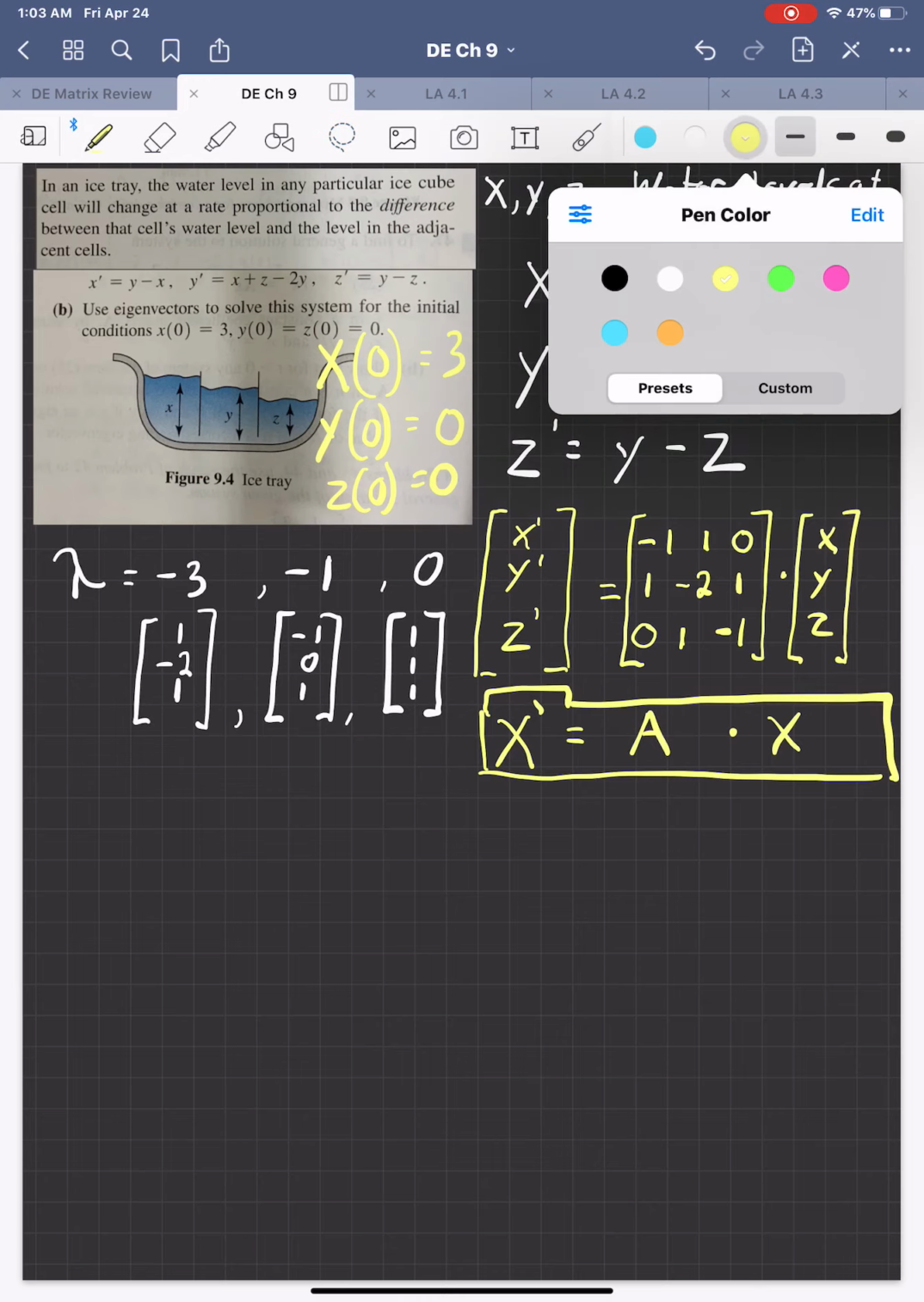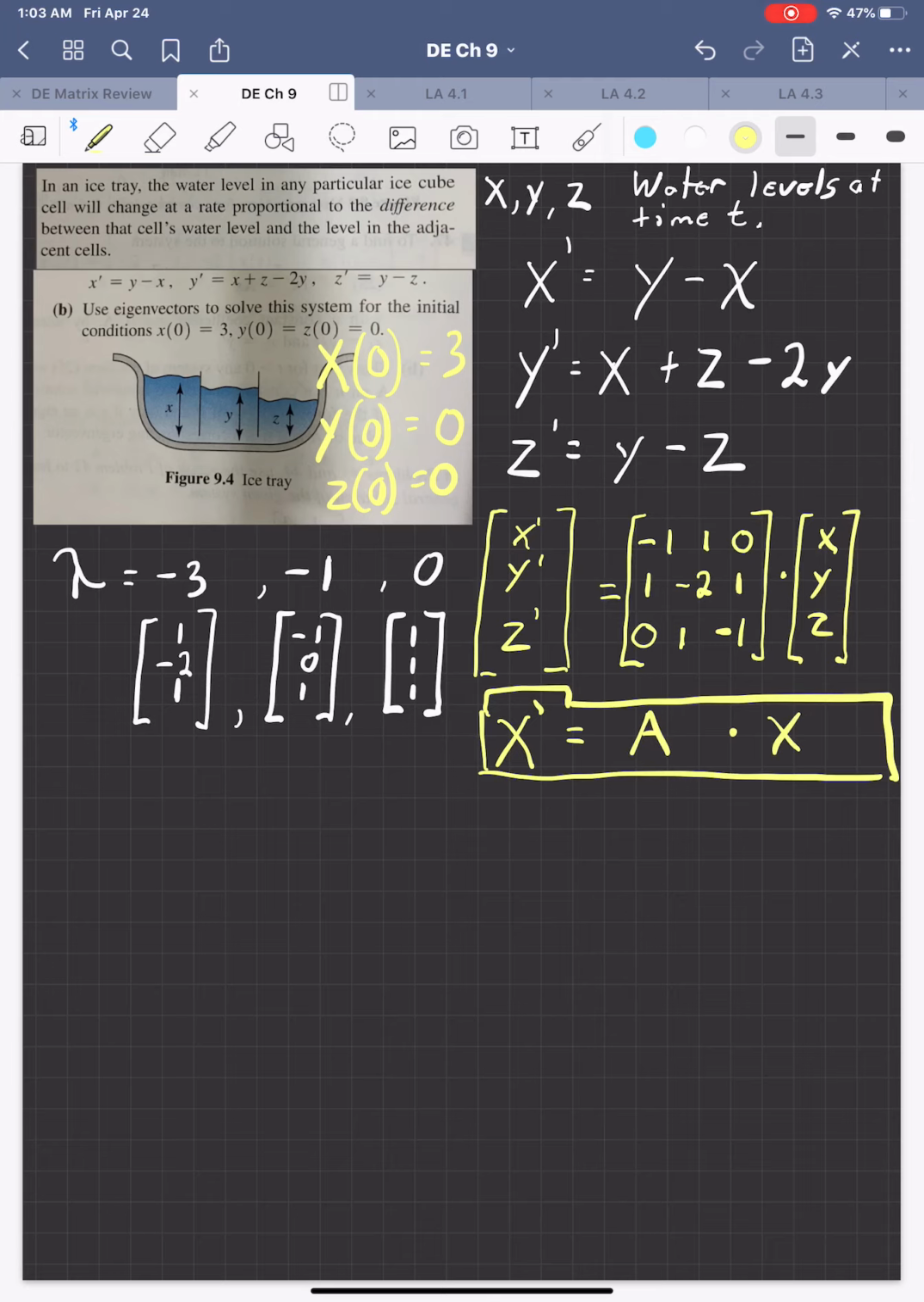And now I'm going to go ahead and set up the general solution first. All that you need is these eigenvectors and these eigenvalues to get to the general solution. But we'll need to do a little bit more work to get to the particular solution. So let's do the general solution. c sub 1 e to the -3t multiplied by 1, -2, 1, plus c sub 2 e to the -t multiplied by -1, 0, 1.